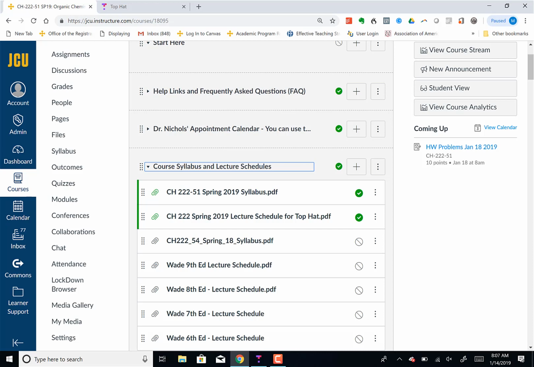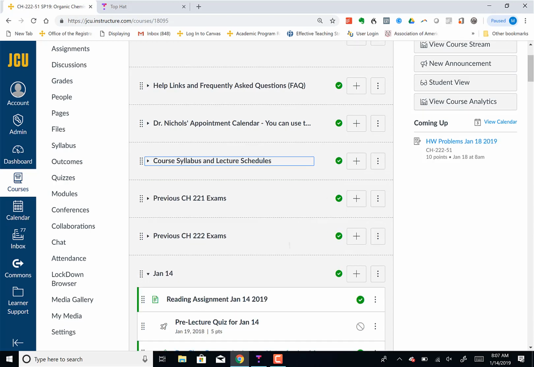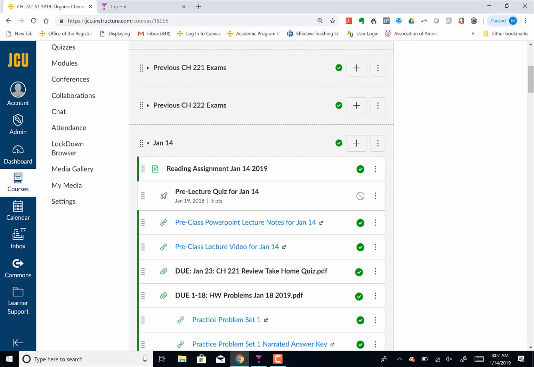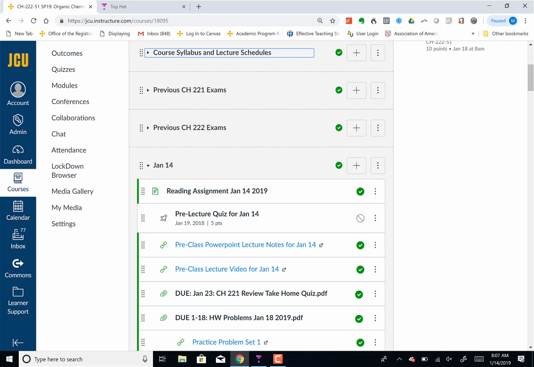So we've got the course syllabus and the schedule for the Top Hat topics. Then we've got last semester's previous exams. I'm not quite sure if I put last semester's exams in, but I will. And then all of the previous exams from before, so you can use those as practice problems. They're not really practice exams, they are the real exams that I have given.